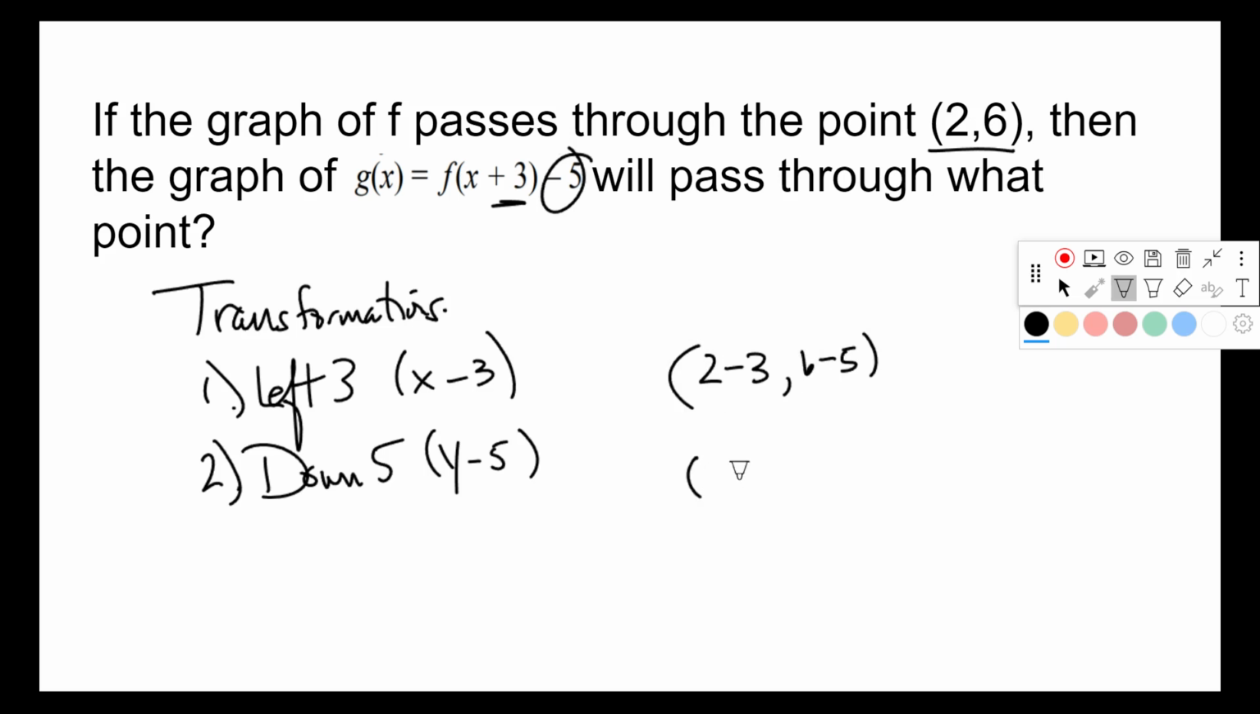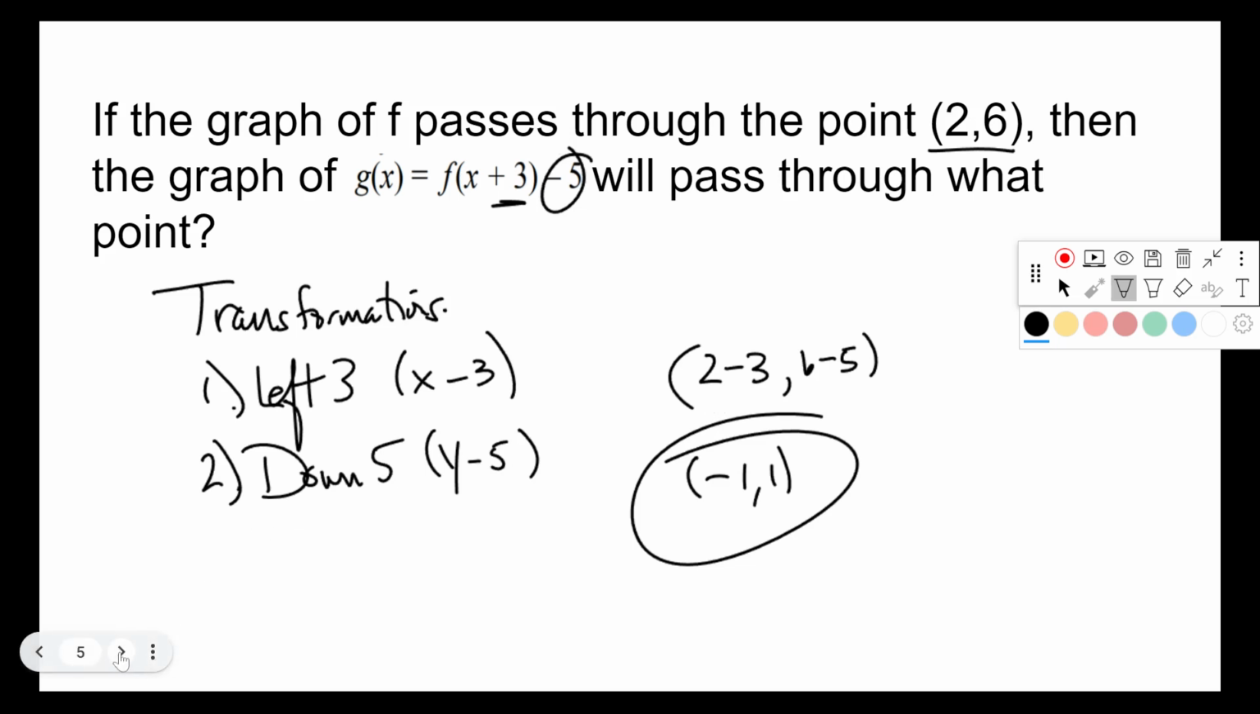So my new coordinate would be -1, 1. And this is the correct answer. So if f passes through 2, 6, then after I do these transformations, that point will move to -1, 1. And that's how we're going to work on graphing all of these functions that we get using transformations.